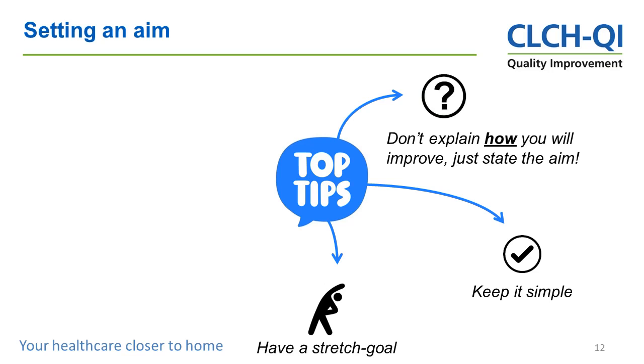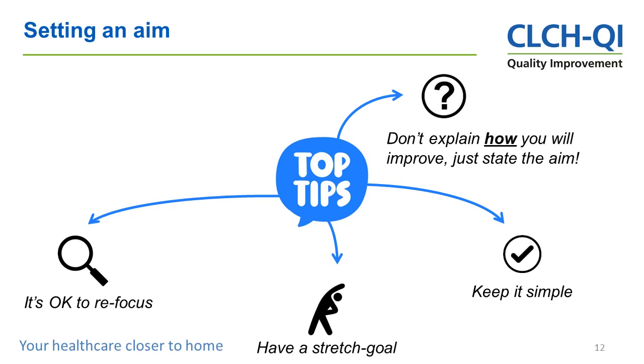Have a stretch goal. So if, looking back to that previous one, it was by 20%. If we think that that's possible, but there might be some other room for improvement, then perhaps we can say, actually, we might be able to push it to 30% if we achieve that 20% within the 12 months. So just have something that you can push yourselves even further.